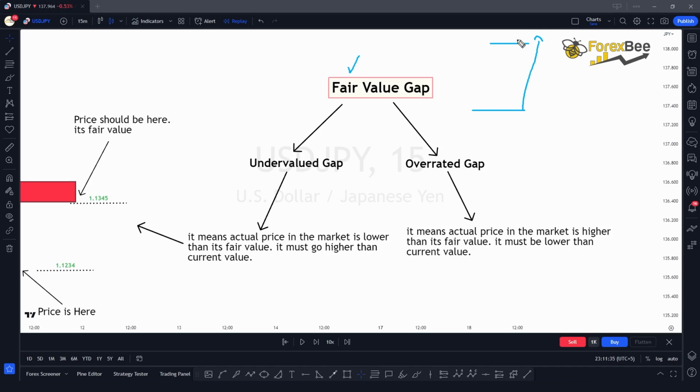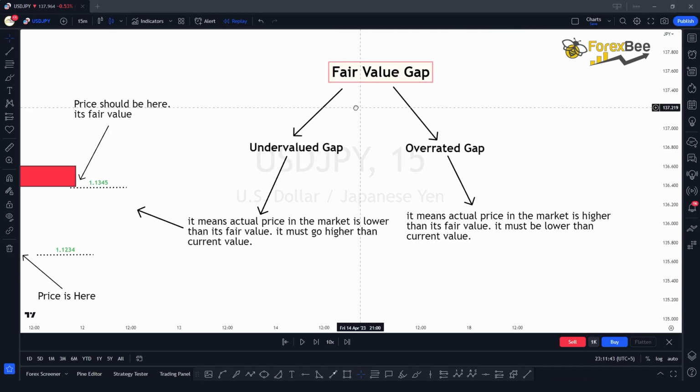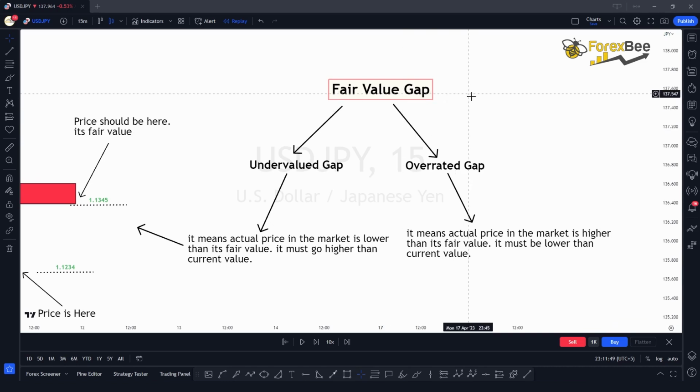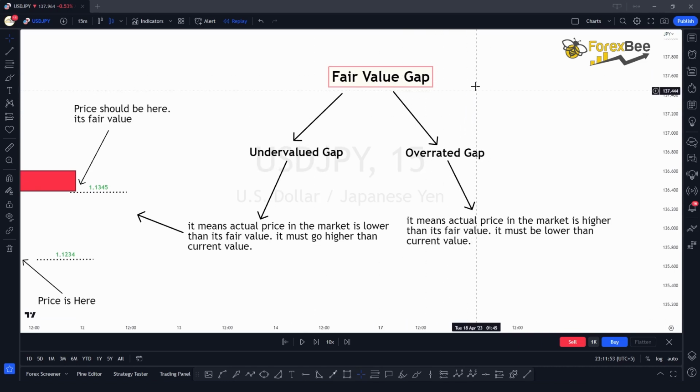Okay, so these imbalance zones are very important because they act as the target levels for our trades, as I'll show you in this video. So this is basically the fair value gap where there is an imbalance created and market must go back to that imbalance zone. That imbalance can either be in the bullish direction or in the bearish direction, as we'll see in the types. So there are two types of fair value gaps.